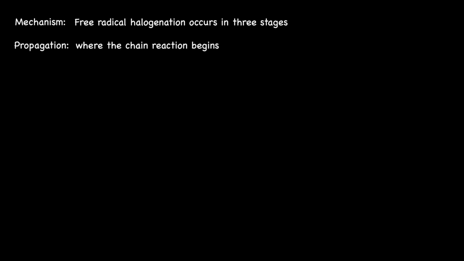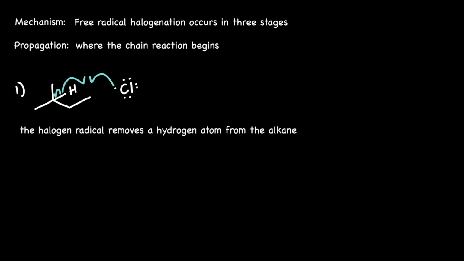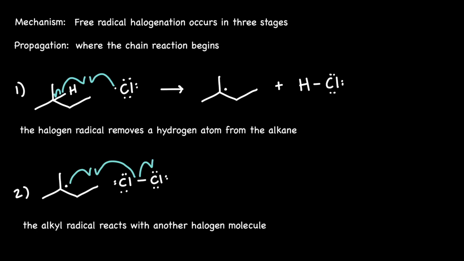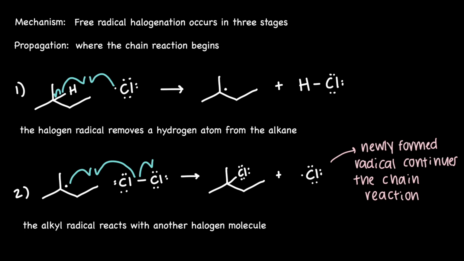Now we move to propagation. This is where the chain reaction begins. Step 1. The halogen radical removes a hydrogen atom from the alkane. This creates hydrogen chloride or hydrogen bromide and forms an alkyl radical. Step 2. The alkyl radical reacts with another halogen molecule. This creates the alkyl halide product and regenerates another halogen radical. The newly formed radical continues the chain reaction. This is why one initiation event can produce many product molecules.